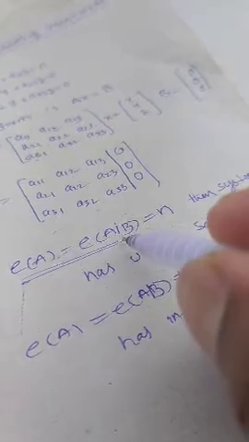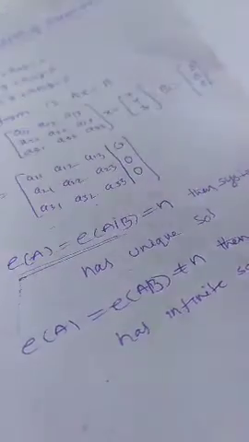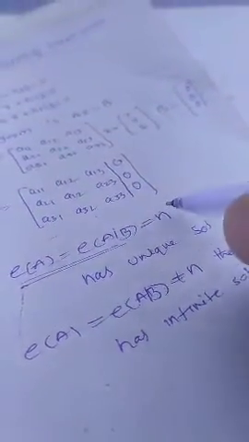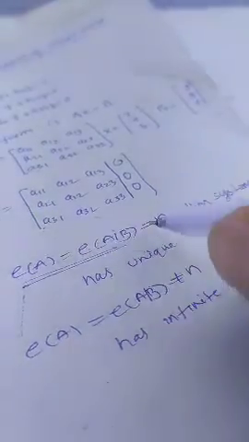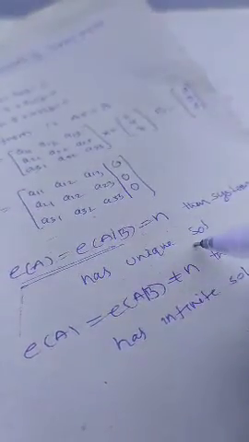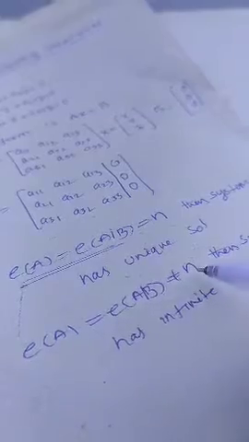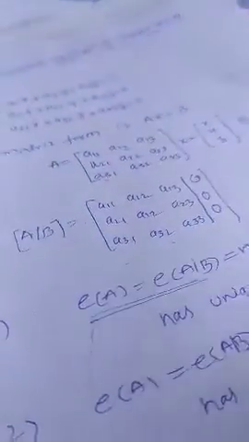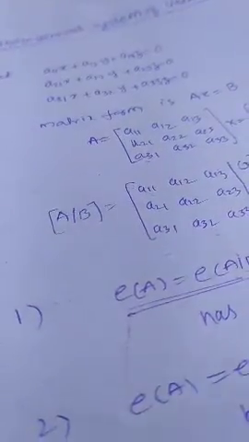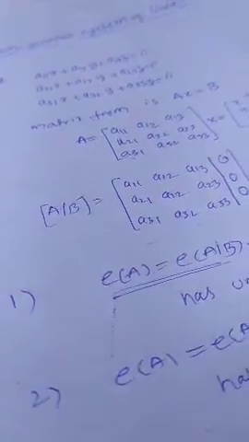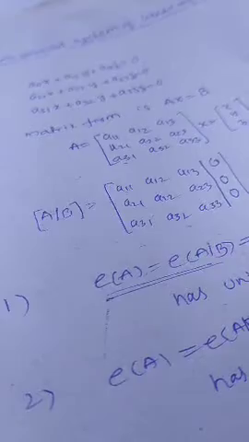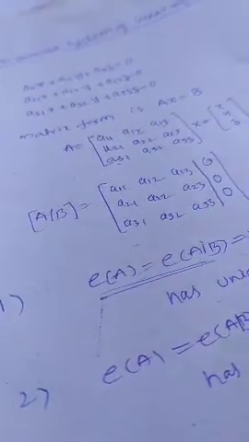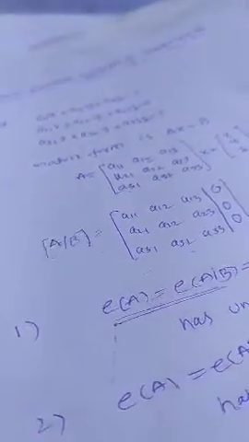So whether this system has a unique solution or infinite solutions depends on the number of unknowns. If the rank is equal to the number of unknowns, the system has a unique solution. If it is not equal to n, then the system has infinite solutions. So that means a homogeneous system of equations always possesses a solution, that may be one solution or infinite solutions.